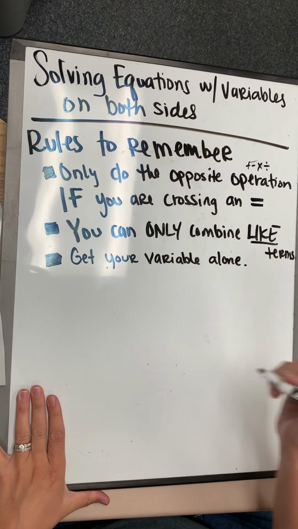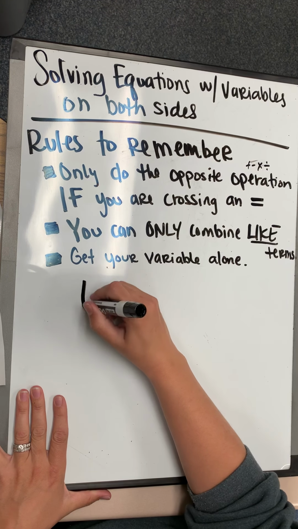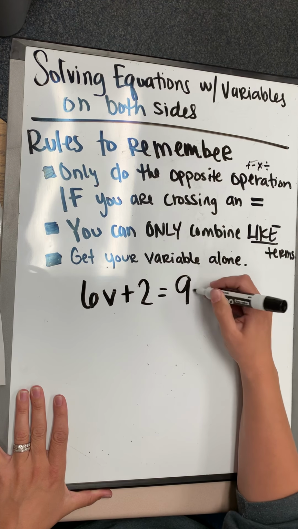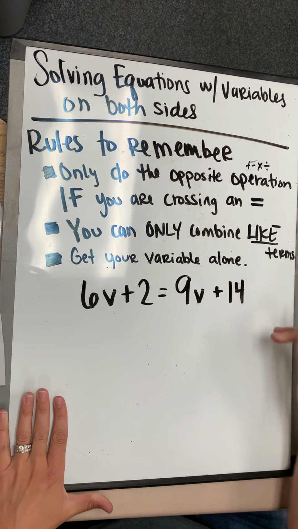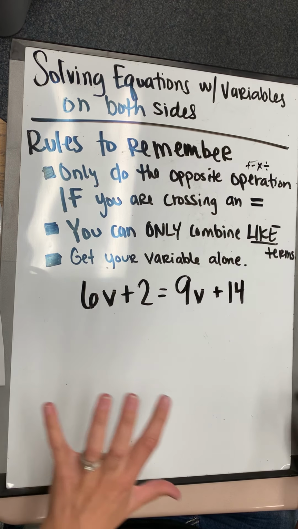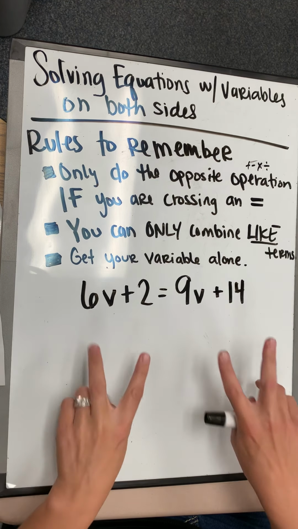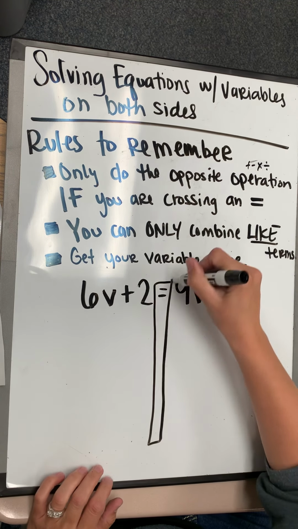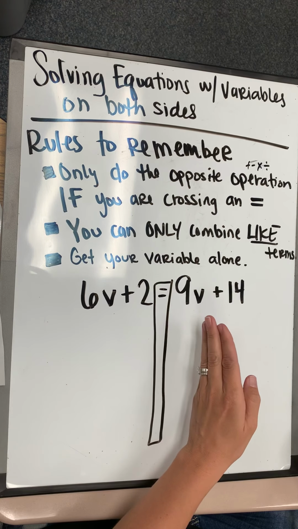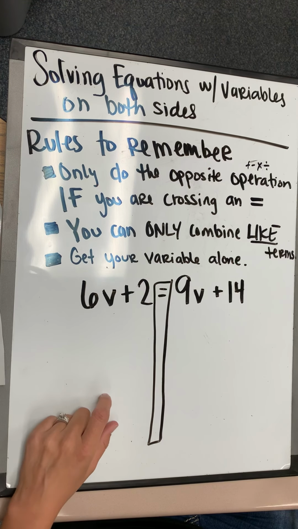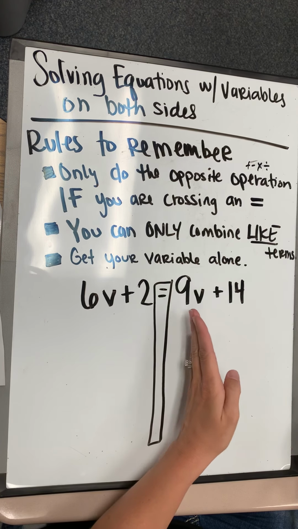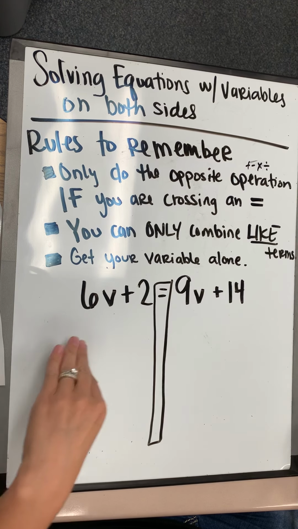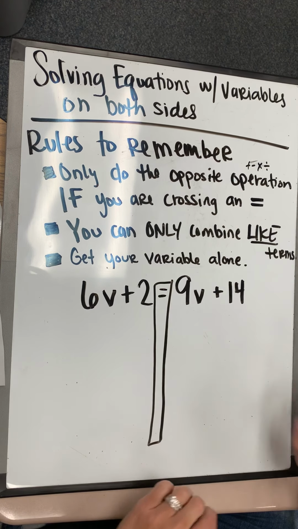All right. So if we have 6v plus 2 is equal to 9v plus 14. This one's a little bit different because I don't just have one term on one side. I now have two terms on both sides. My equal sign is right there. So if I ever move anything across that equal sign, I need to do the opposite. So I want to get my variables together. The first thing you want to do is get your variables together, because then you can start taking things away from that side and that will isolate it. That will get it alone.